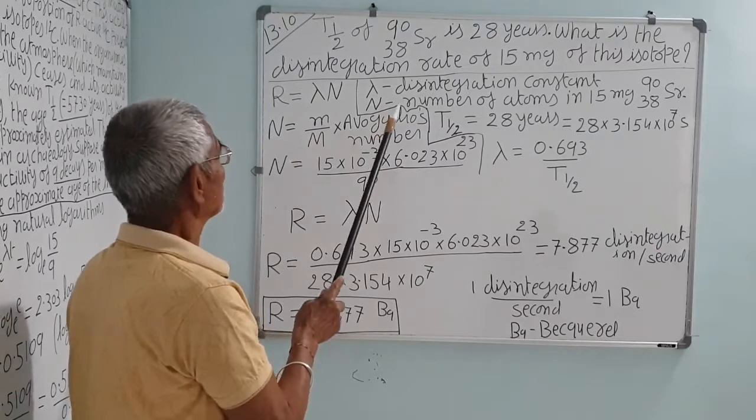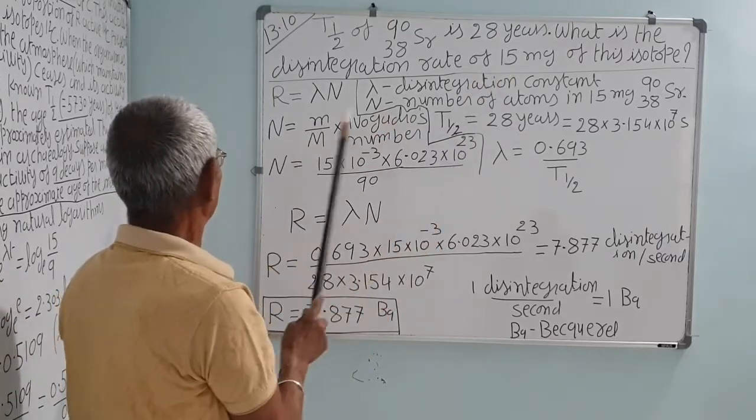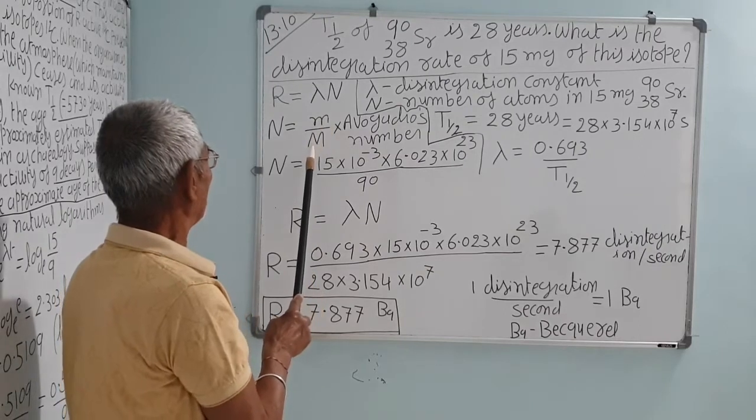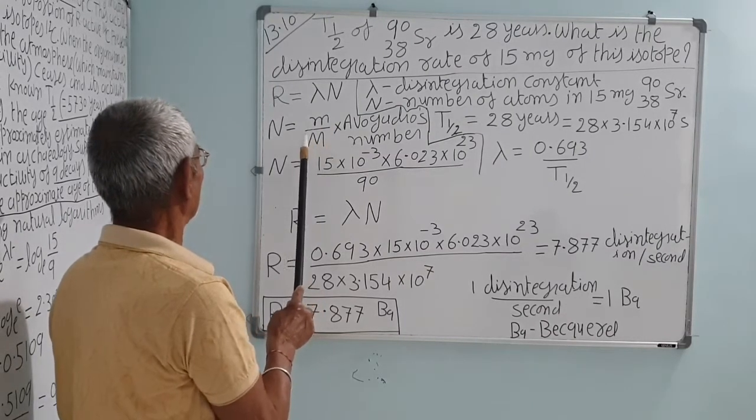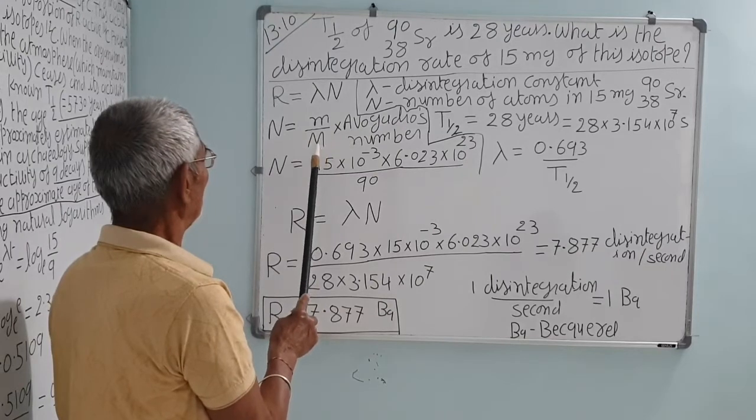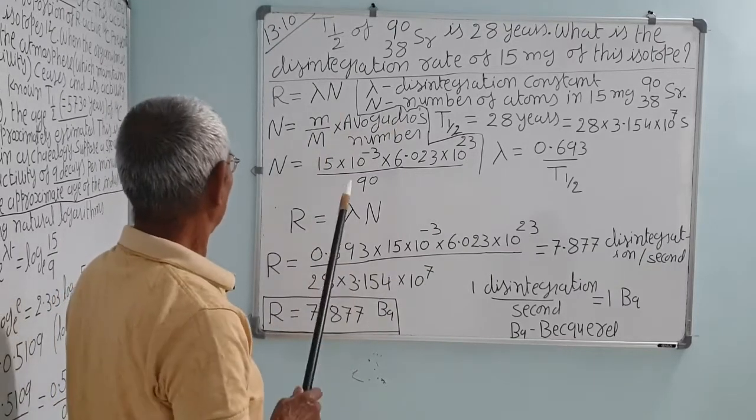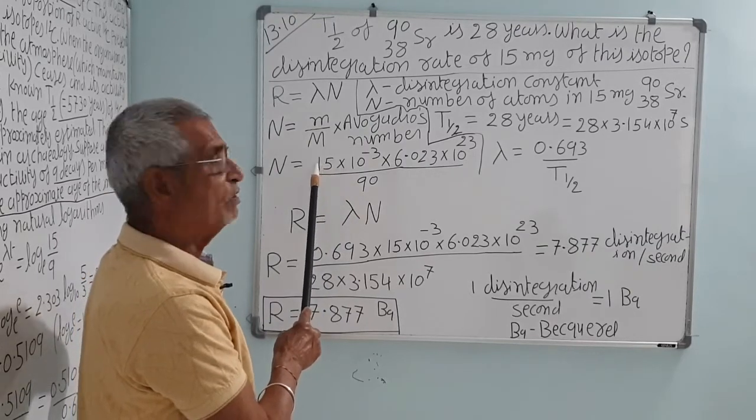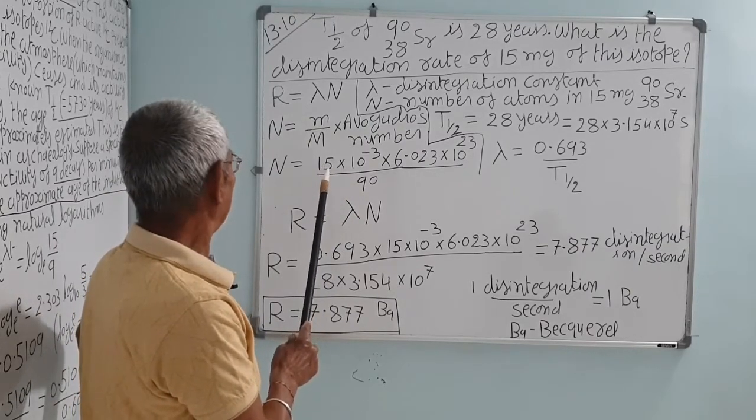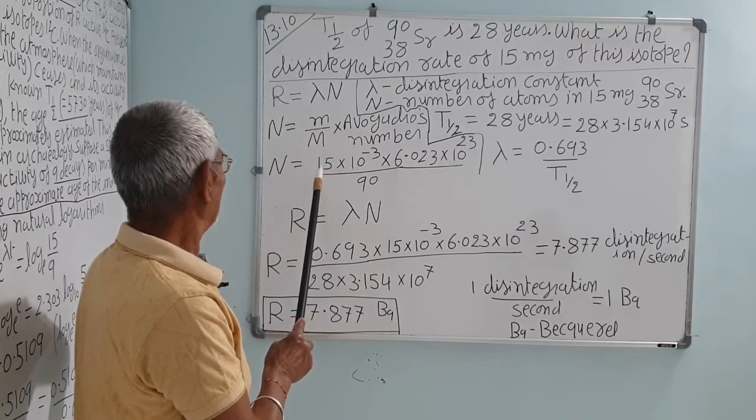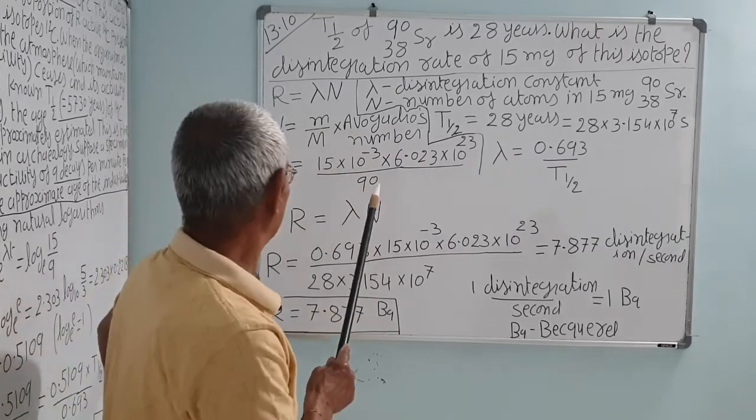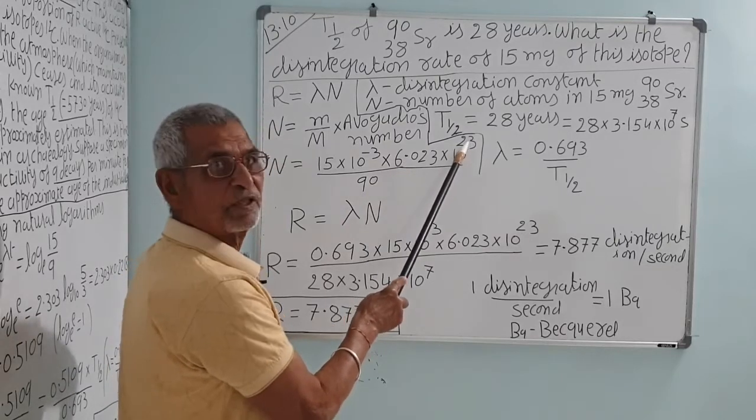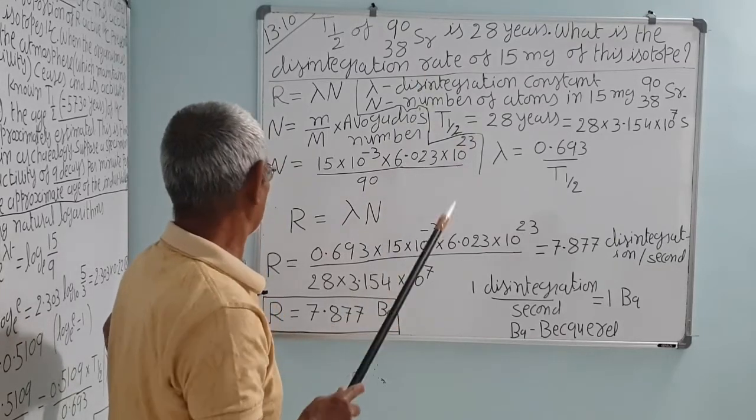The number of atoms in 15 mg is the mass of the sample upon the mass of one mole, into the Avogadro number. One mole has 90 grams. So how many atoms will be in 15 mg? 15 mg is 15 into 10 to the power minus 3 grams. You can take this in kg. If you take it in kg, then the Avogadro number will be 10 to the power 26.